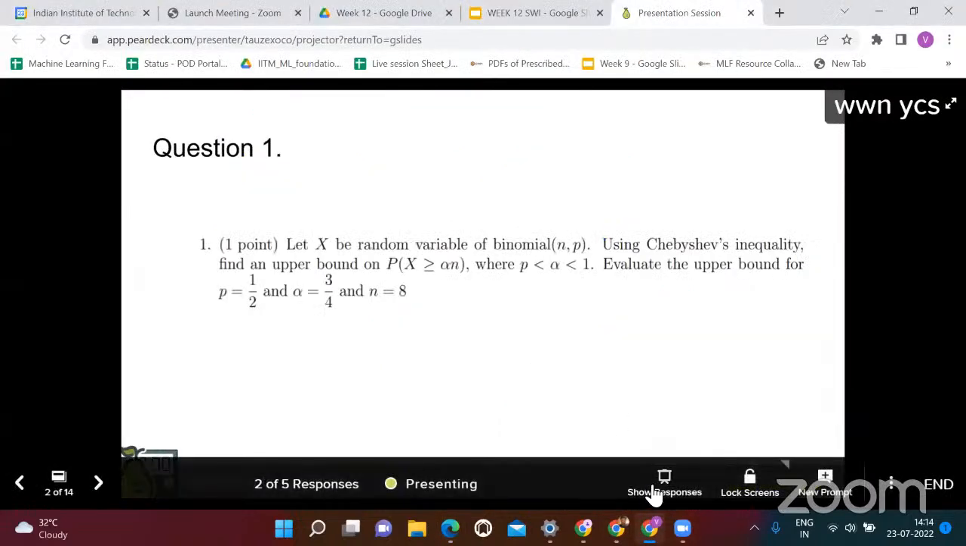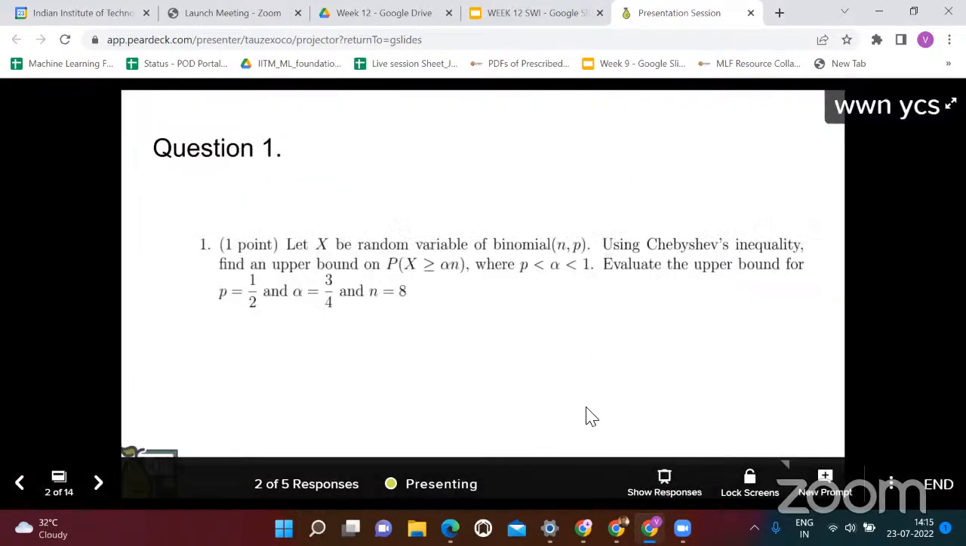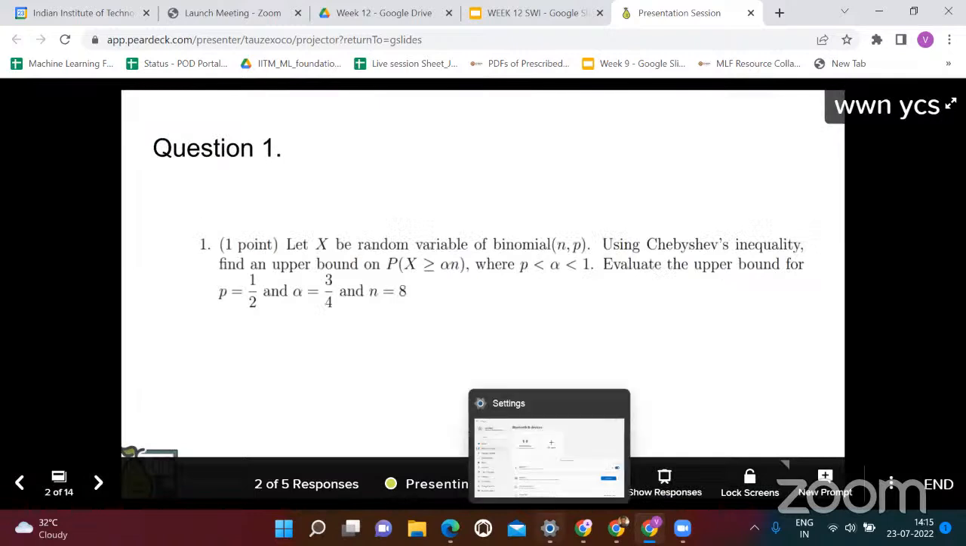Okay. So this was a problem, and we got two responses. One is less than 0.25, and the other is okay. I also don't know what the answer is for this problem. Okay, I'll solve this. Does anybody else want to try this, or should I solve it?